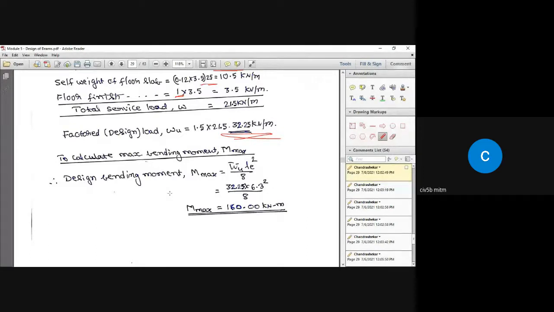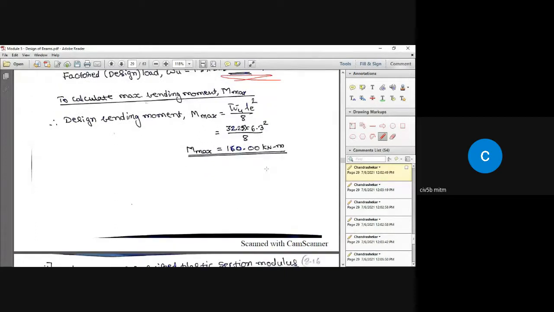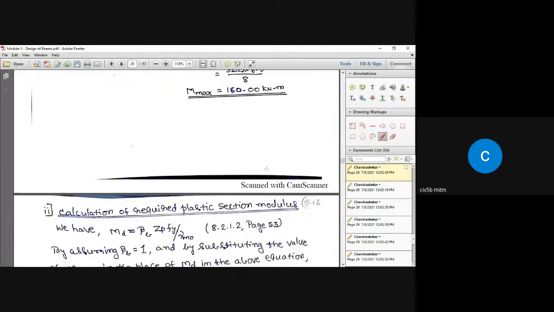That is M max equal to the design load coming on the beam multiplied by the effective span square divided by 8. That is the WL square by 8 formula. So what is the maximum moment? That is 160 kilonewton meter, the maximum or design moment caused by the design load coming on that particular beam. And we have to design to take care of the 160 kilonewton meter moment.